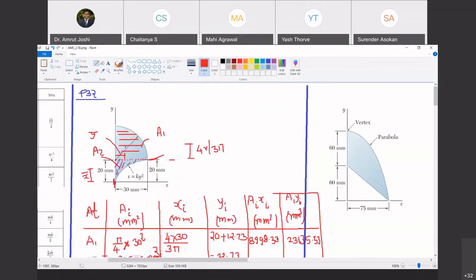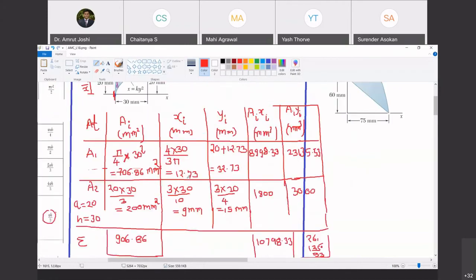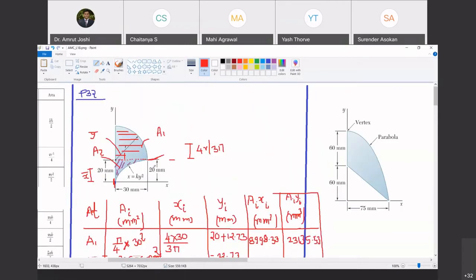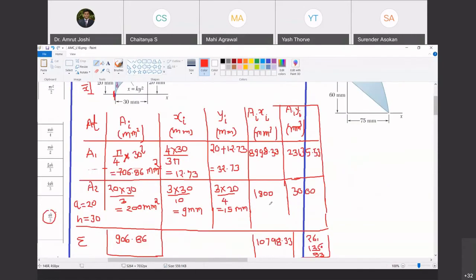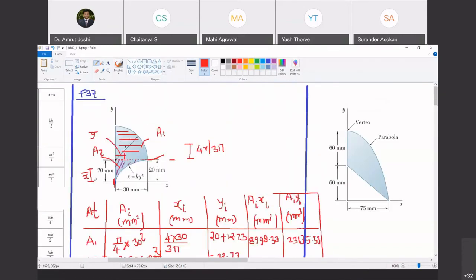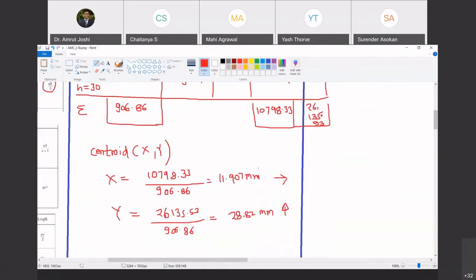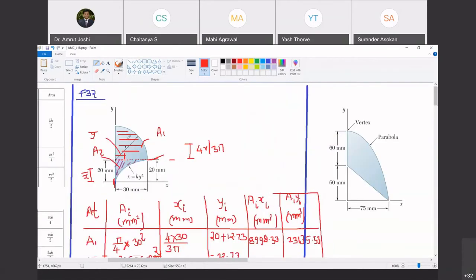Yes, sir. So we have located the centroid, and you can understand that this is the smaller area and the quarter circle is the bigger area. So the centroid should be located in the quarter circle, and that happens because Y is equal to 28.82. It is greater than 20, so it lies 8 mm inside the quarter circle vertically. Do you agree with me? Yes, sir. So that's how we have calculated the centroid for this figure.